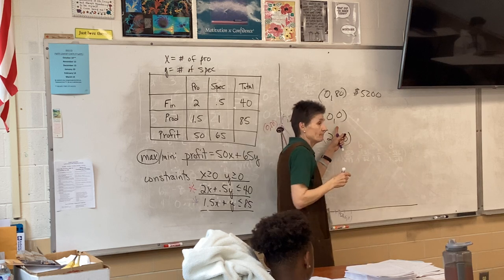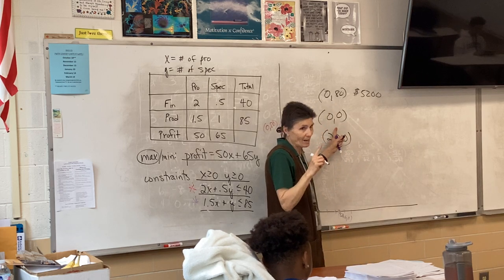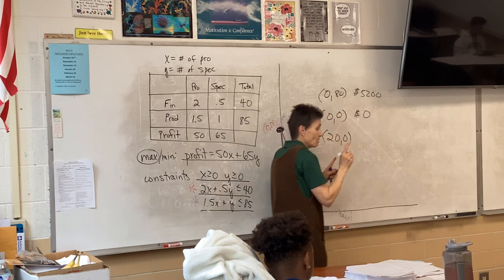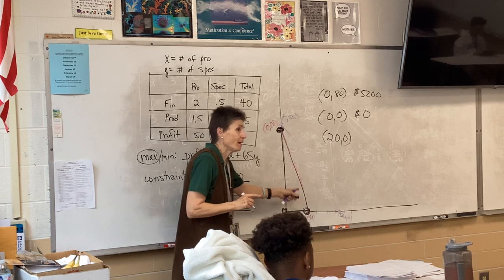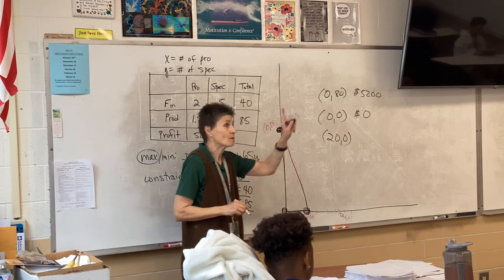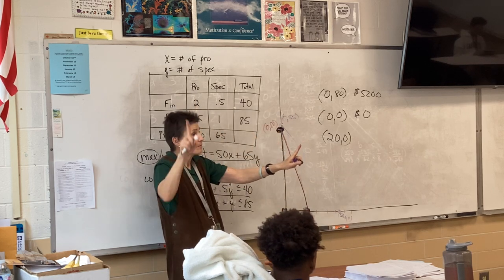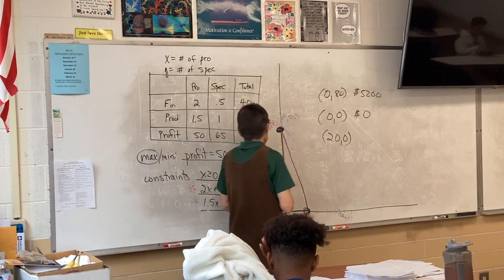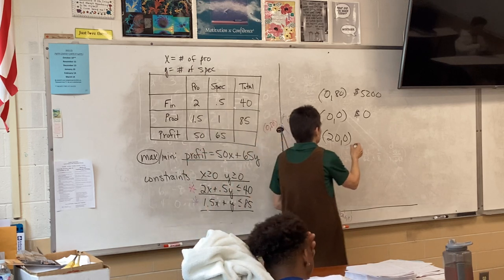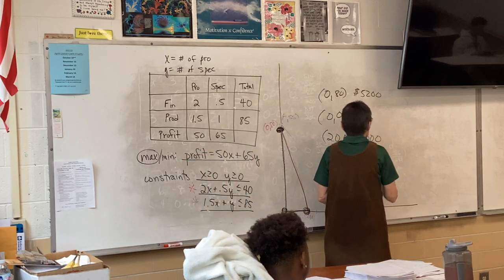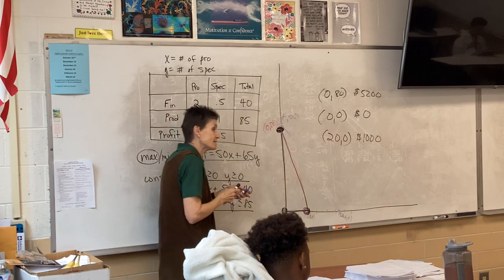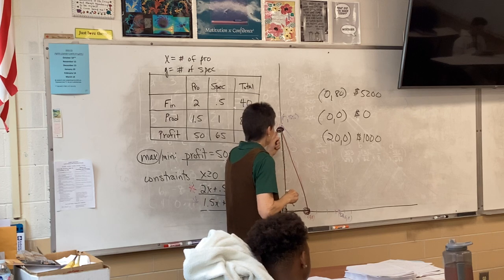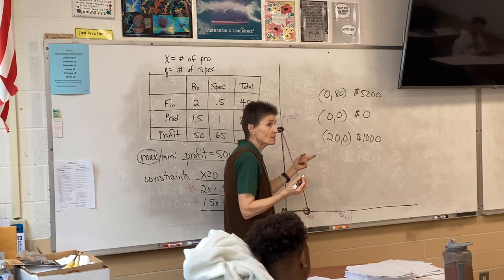Now, what about this one? Yeah, if you don't make any boards, you're not going to make any money. And that's okay, because remember, the corners of the polygon will always give you the minimum and the maximum. So obviously the minimum is 0. That's 1,000, isn't it? So what are you going to advise this factory to do? Make 80 specialty boards? Yeah.